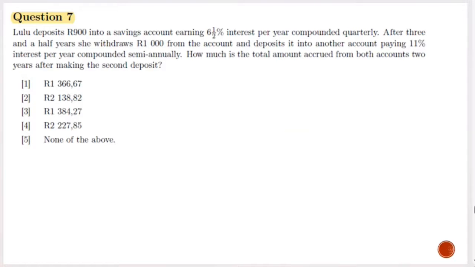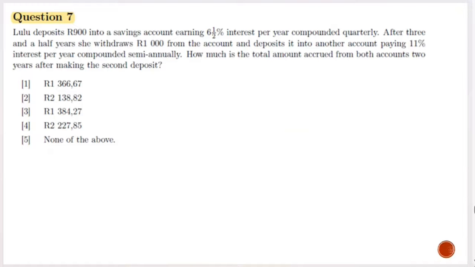All right, let's read the story. Here is Lulu. Guys, it's not that I like to use girls' names, I just use any name that is short. This was not designed by me, I took it from somewhere. Lulu deposits 900 into a savings account, earning 6.5% interest per year, compounding quarterly. Already, you are in a discourse of compound interest, so you already know what kind of formula you are going to bring in to help you. Put it at the back of your mind.